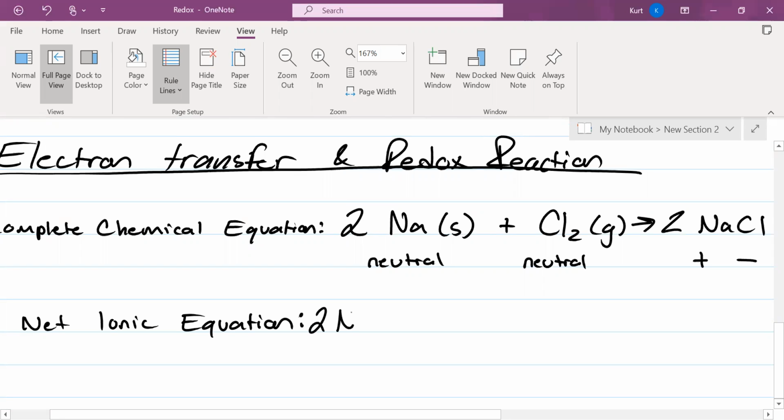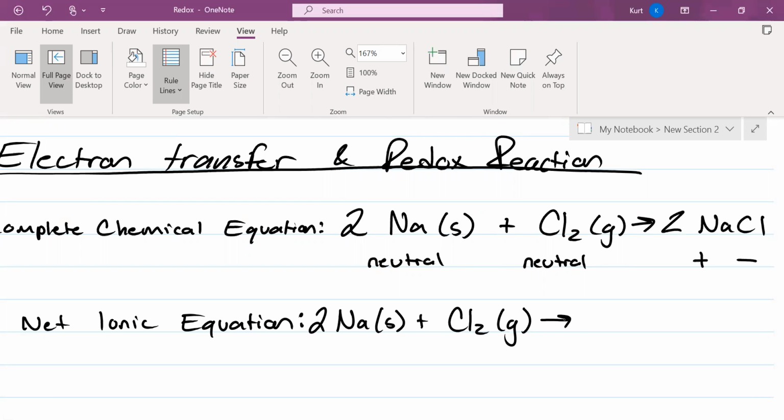Your reactant side stays the same. But what I want you to do is separate the sodium chloride into its ions. The only way that sodium chloride, NaCl, can actually form is that you have to have opposites attract to form an ionic bond. So there's 2 sodium ions there. We're going to say 2 sodium ions. And there's 2 chloride ions. We're going to say 2 chloride ions.